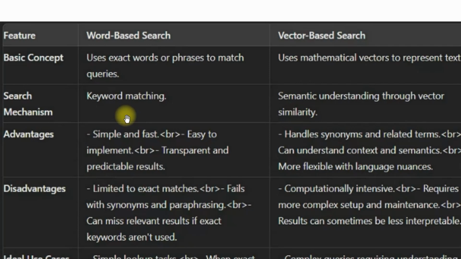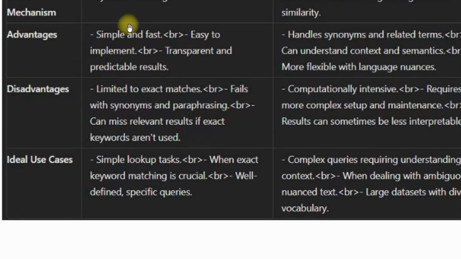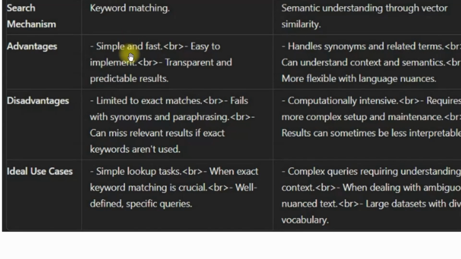So now here come the advantages and disadvantages of both. The advantage of word-based is that first, it's very simple and very fast. You can apply it directly on SQL or anywhere. And because instead of applying it on the whole paragraph, maybe we just represent the paragraph by a few keywords, it saves us a lot of time. It's easy to implement, transparent, and has a predictable result.